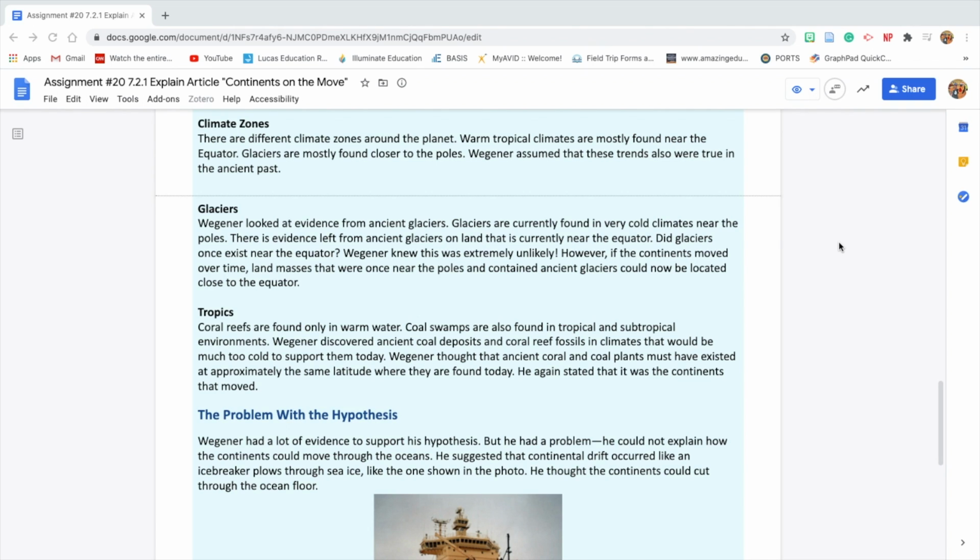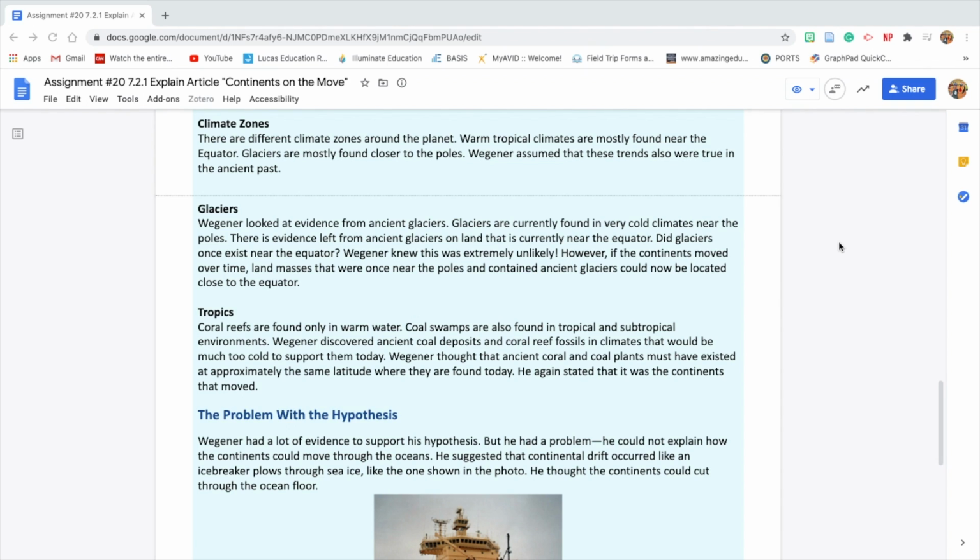Glaciers. Wegener looked at evidence from ancient glaciers. Glaciers are currently found in very cold climates near the poles. There is evidence left from ancient glaciers on land that is currently near the equator. Did glaciers once exist near the equator? Wegener knew this was extremely unlikely. However, if the continents moved over time, land masses that were once near the poles and contained ancient glaciers could now be located near the equator.